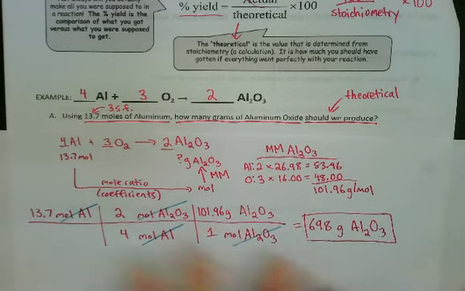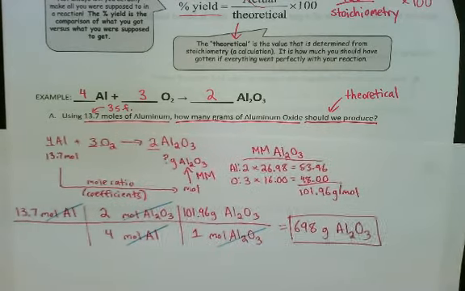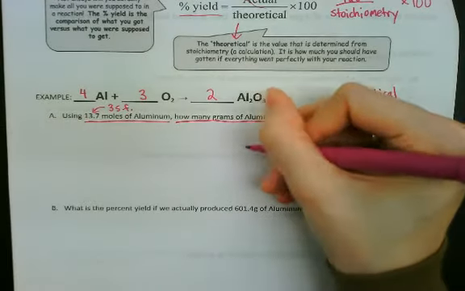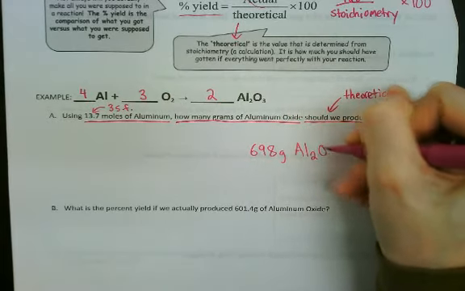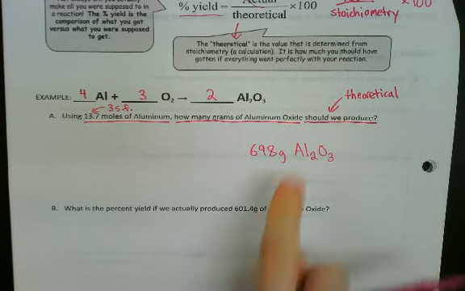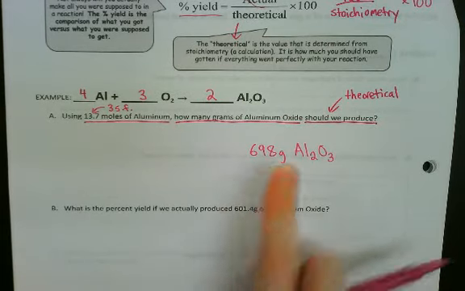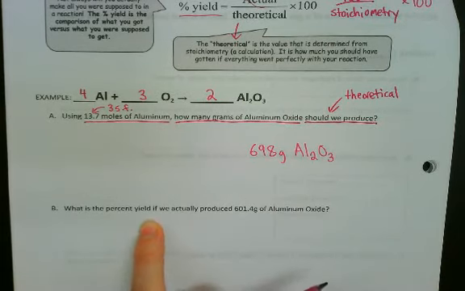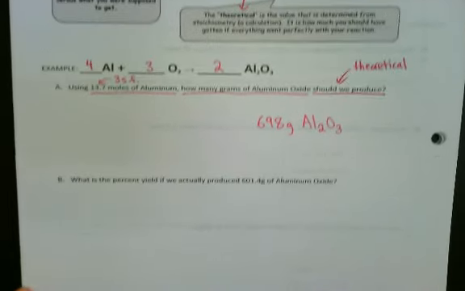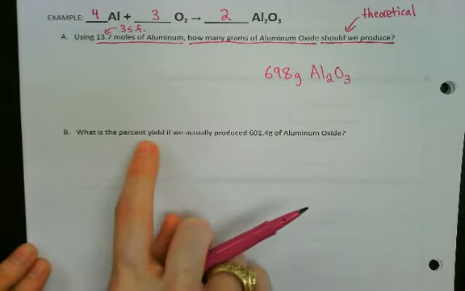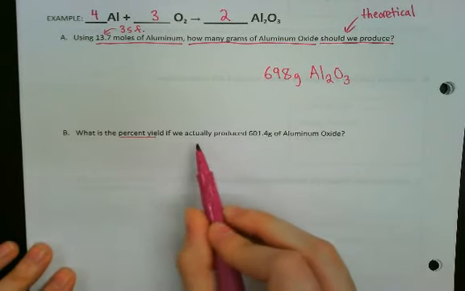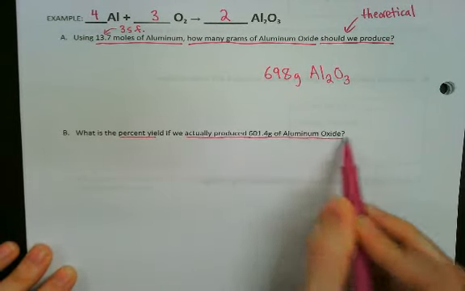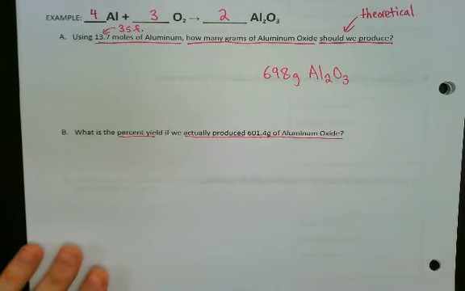So I'm going to keep that in mind. I'm going to move my paper. I wanted to write this extra big for y'all. But I'm going to keep in mind that I should produce this much in a perfect world, because we're going to use this theoretical to help us calculate the percent yield. Because part B of this problem asks us, what is the percent yield if we actually produced 601.4 grams of aluminum oxide?